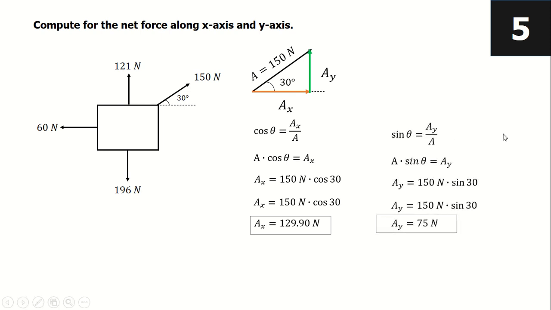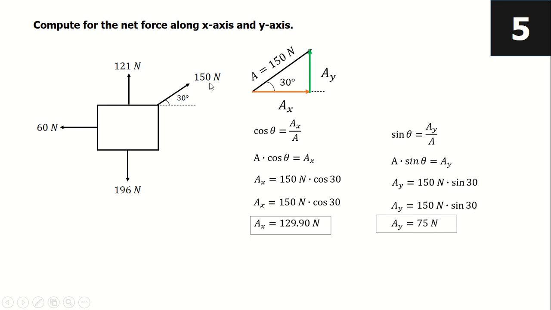And then your A sub y, you can compute using the sine function, since the opposite side of the angle is the AY. Doing the same thing, multiplying both sides by A, you cancel A on the right side, and multiplying on the other side results in the equation for AY. So A times sine theta. Again, your A is 150 newtons, multiplied with sine of your angle, 30 degrees. So the product will be 75 newtons.